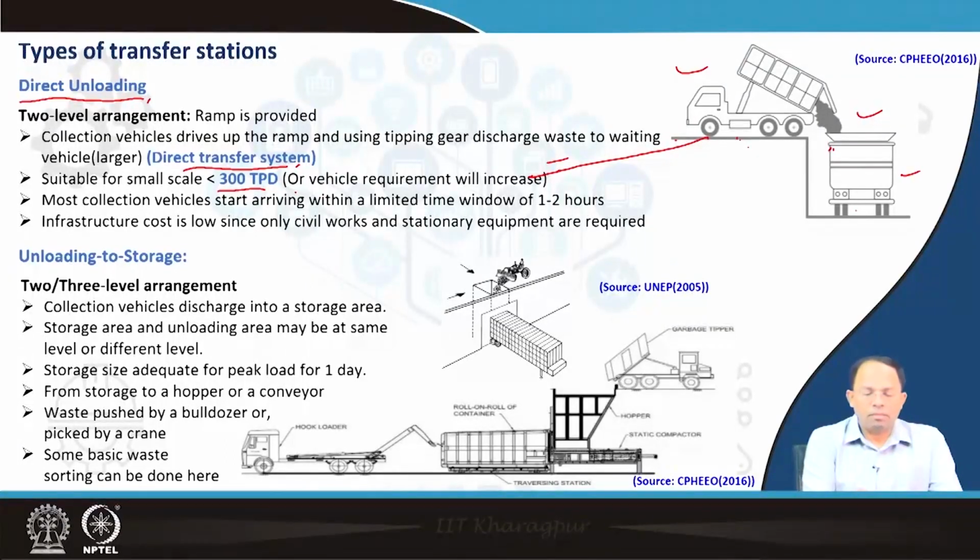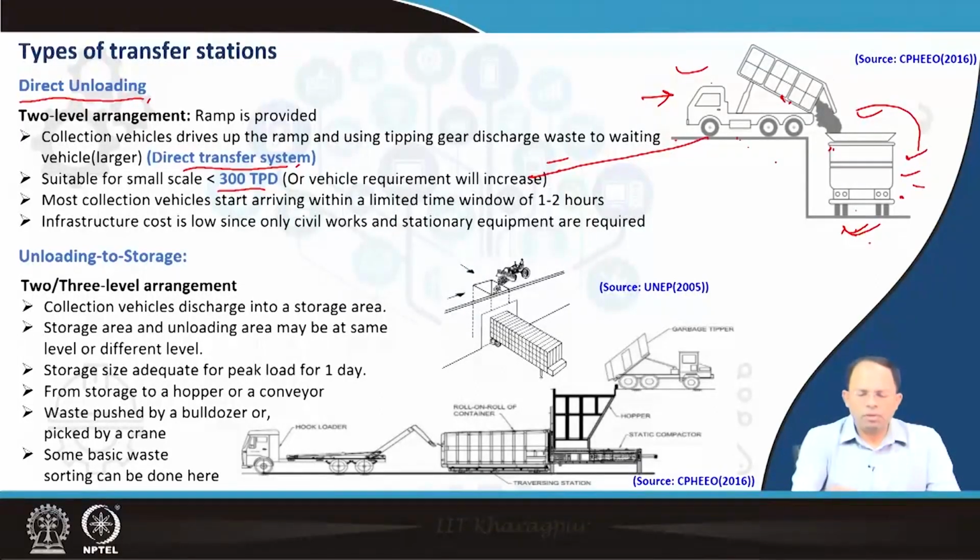Otherwise what happens, because this is a direct transfer, that means these vehicles are waiting. These smaller vehicles are coming and these larger vehicles are waiting. So this vehicle will wait till it gets filled. Suppose waste collection starts at 8 o'clock in the morning, and then by 11 or 12 o'clock the vehicles start coming. You will see that the maximum peak hour happens for only 1 or 2 hours, around 12 o'clock or 1 o'clock. So we require a lot of these larger vehicles during this time. That's an inefficient way of working, right? Because for the other times of the day, these vehicles would not be utilized.